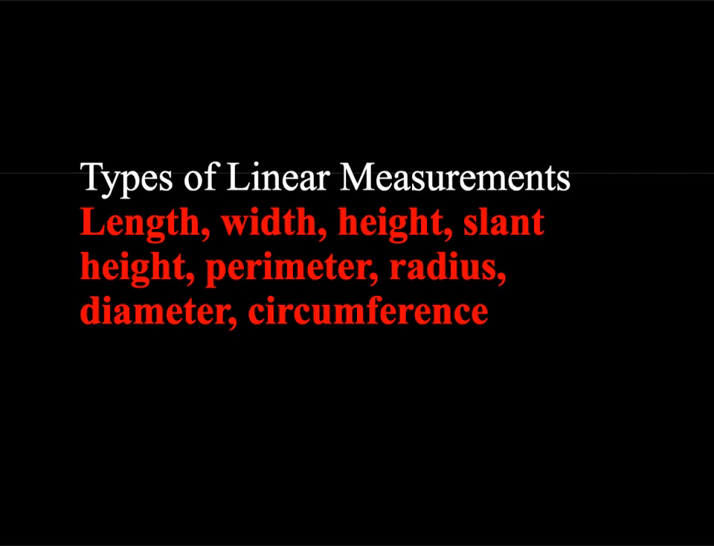Linear measures are your units, and they will be talked about in terms of length, width, height, slant height, perimeter, radius, diameter, or circumference. And you'll find out that these answers will be in feet, centimeters, kilometers. So it's units.